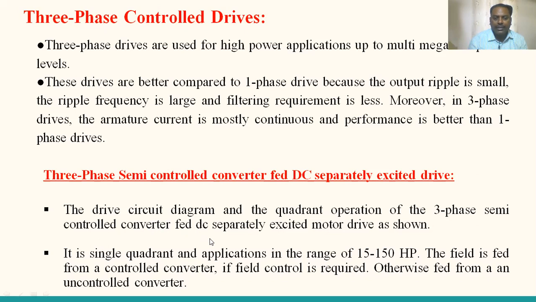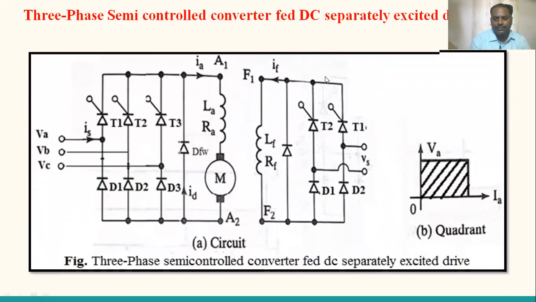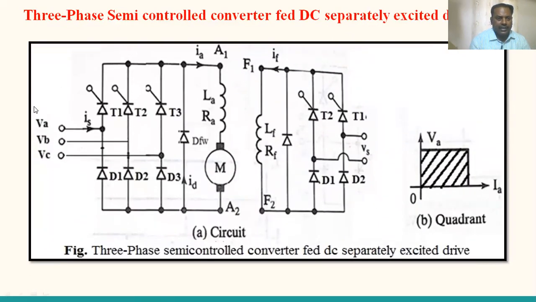So let us go for the circuit diagram. Three phase semi-controlled converter fed DC separately excited drive. So let us see the circuit diagram. The supply is a three phase supply, VA, VB, VC, and the converter is a semi-controlled converter.